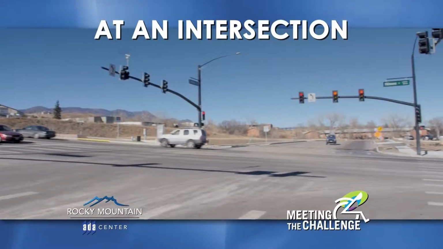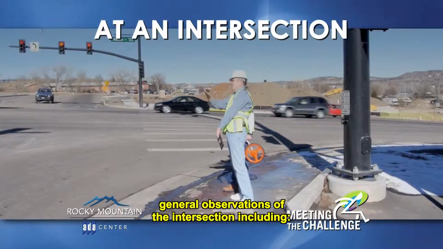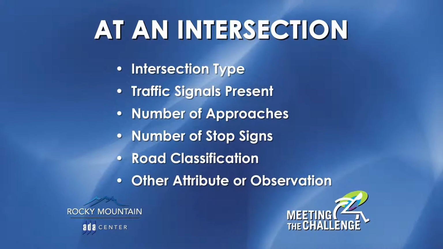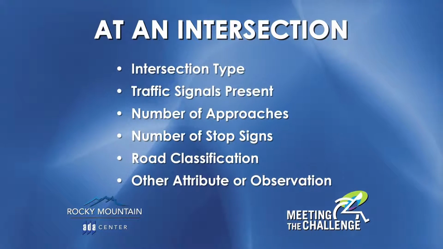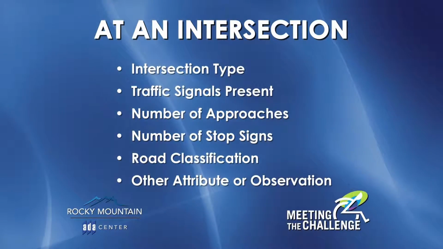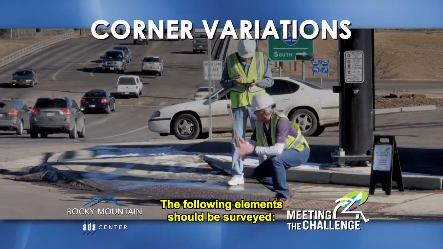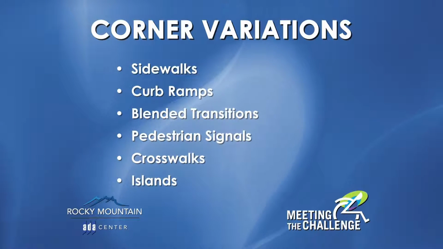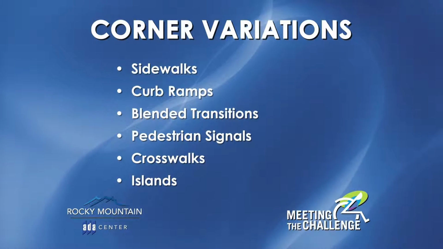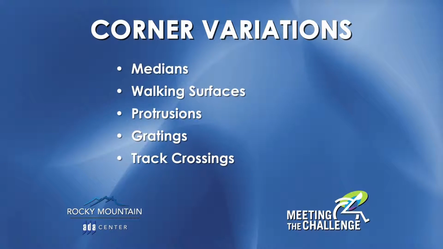The process of surveying the accessibility features of an intersection begins with general observations of the intersection, including intersection type, traffic signals present, number of approaches, number of stop signs, road classification, or other attribute or observation. Each corner of an intersection may be unique in its own way. The following elements should be surveyed: sidewalks, curb ramps, blended transitions, pedestrian signals, crosswalks, islands, medians, walking surfaces, protrusions, gratings, track crossings.